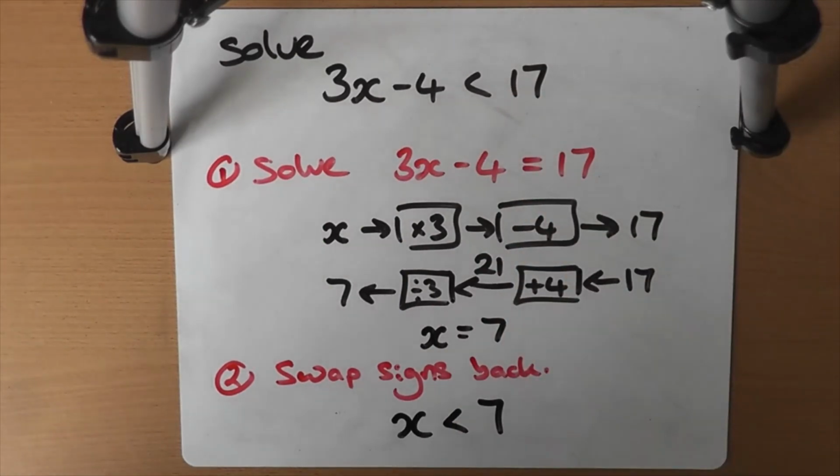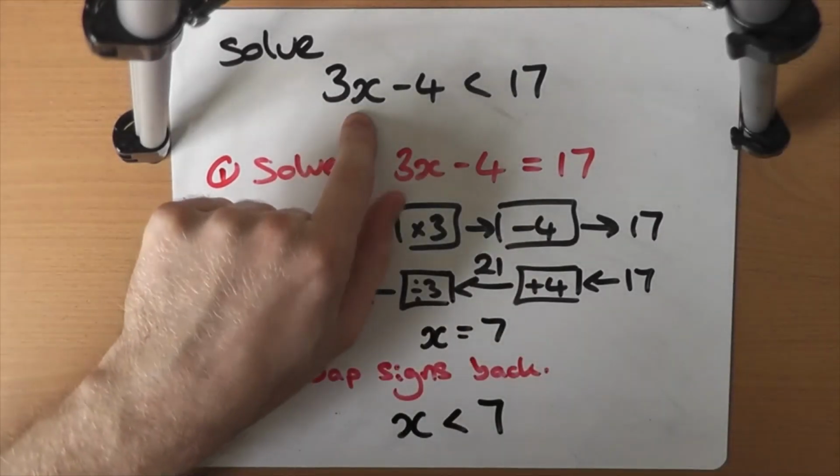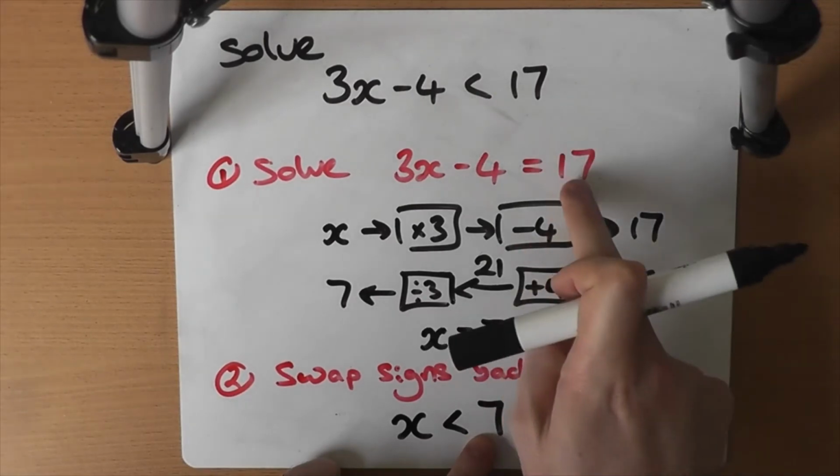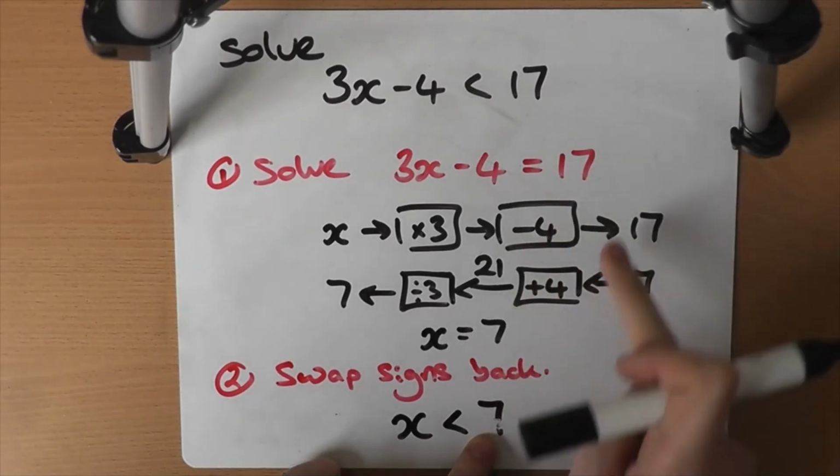We could even test that out if we wanted. We could pick a value that's less and check that it works, pick a value that's more and check that it doesn't. If we pick a value that's less, what's less than 7? 6. Okay. 3 times 6 is 18. Take away the 4 is 14. That's less than 17. So that works. We know what 7 does. We know that 7 spits out exactly 17 because that's where this came from.